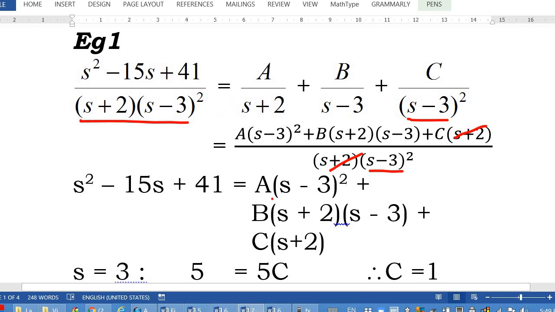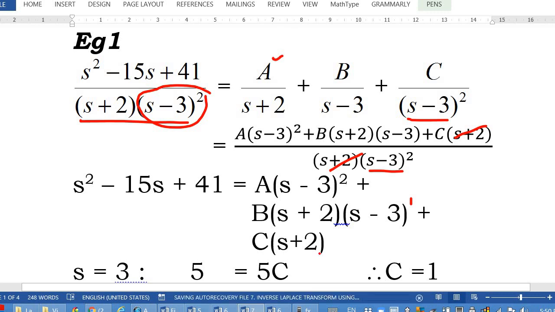In conclusion, to compare the numerator, the left side equals the right side. First of all, this breaks into a over s plus 2, plus b over s minus 3, plus c over s minus 3 squared. For the a term, you have s plus 2, hence you left s minus 3 squared, so a needs to be multiplied by s minus 3 squared. For b, you have s minus 3 power 1 already, so you still need one more s minus 3 power 1, and you don't have s plus 2, so you multiply b by s plus 2. For the c term, you already have s minus 3 power 2, you left out s plus 2, so c is multiplied with s plus 2.